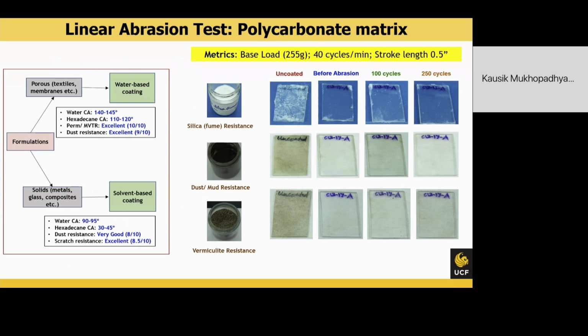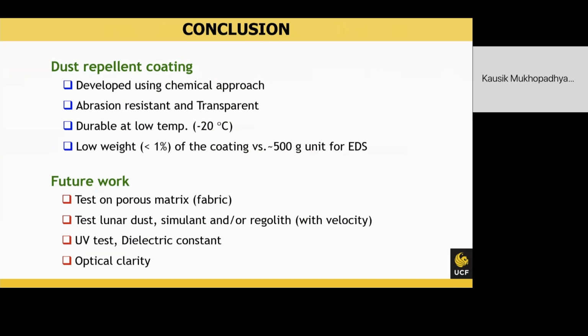In conclusion, we have developed a coating using a chemical approach. It is abrasion resistant as well as transparent. The durability is down to around minus 20 degrees C. We need to go below that because of the lunar surface. Future work includes tests on more porous matrices using lunar dust, UV tests, dielectric constant, and optical clarity.